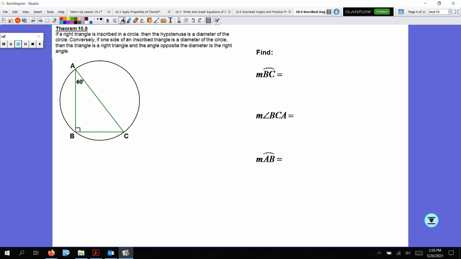We already know that BC was 80 degrees, okay? And then we said that the angle BCA was 50 degrees. I'm gonna put a little 50 degrees in here, and that's gonna make me happy. All right, now I'm looking for the arc AB. This is a minor arc AB. Let's trace again. Okay, I'm looking for this arc.